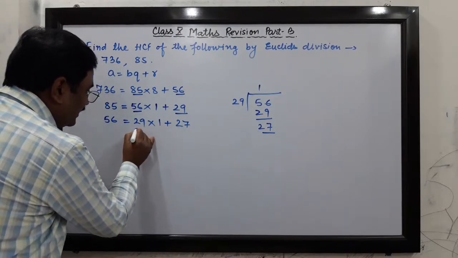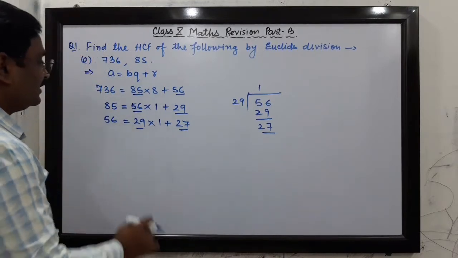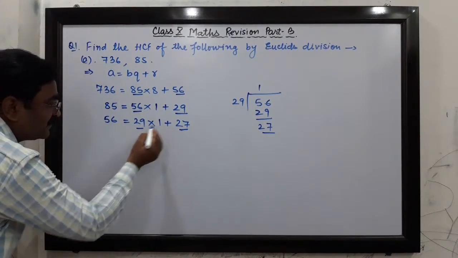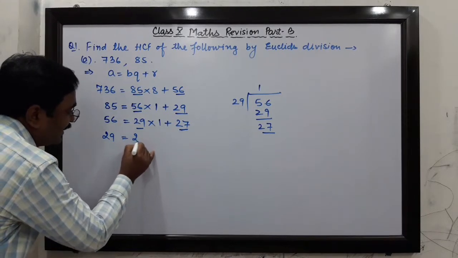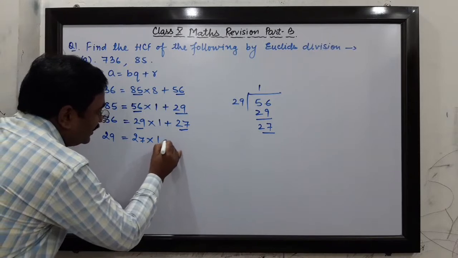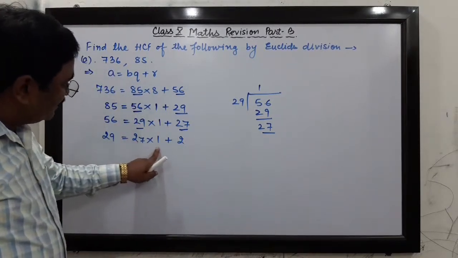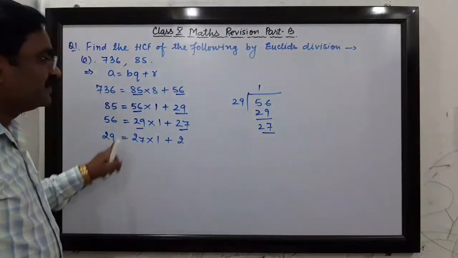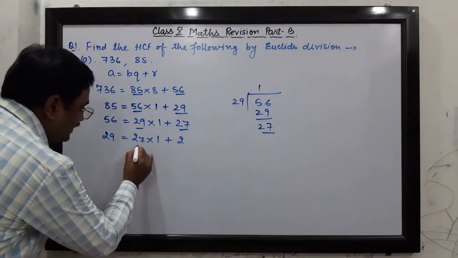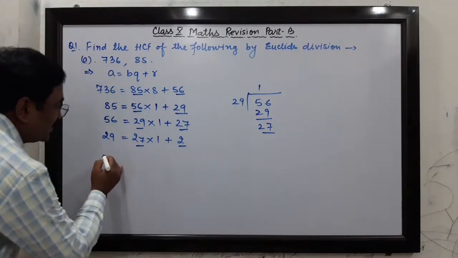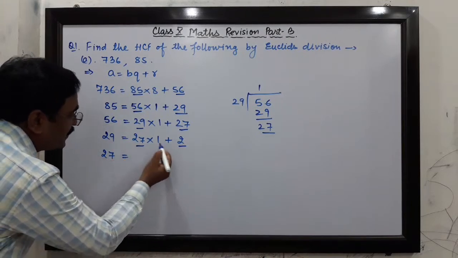Right friends, again take 29 as the dividend and 27 as the divisor. So 29 equals 27 multiplied by 1 plus remainder 2. 27 ones are 27, plus 2 is 29. Right friends? Okay, once again repeat this process. So 27 as the dividend is equal to 2.